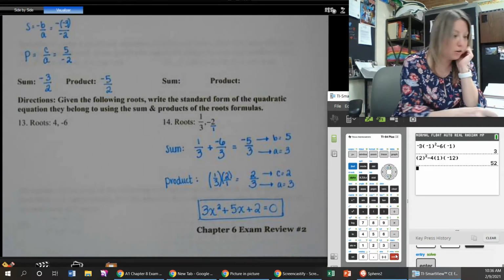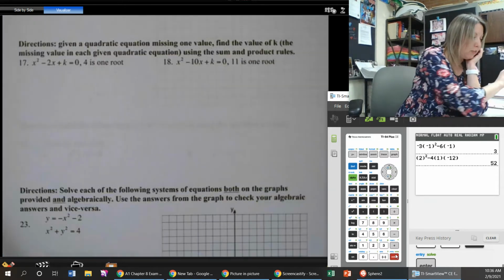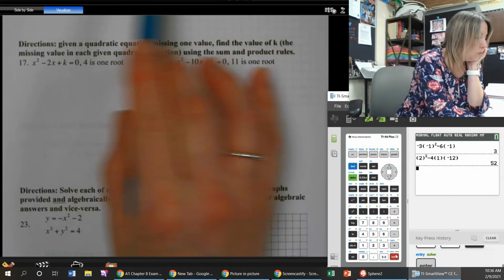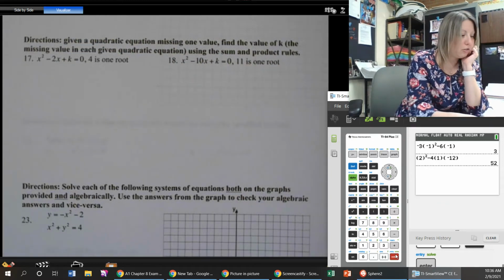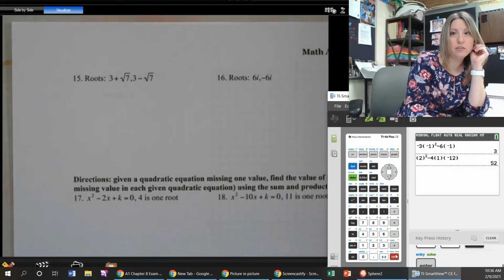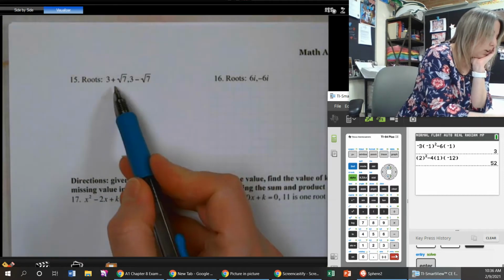Let me do another one of those. I just did the fractional one. I'm saving you the integer. I think the radical is actually more challenging in this case. Sum.